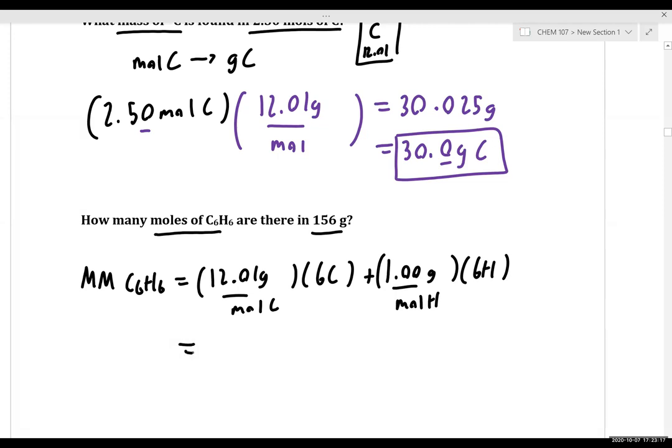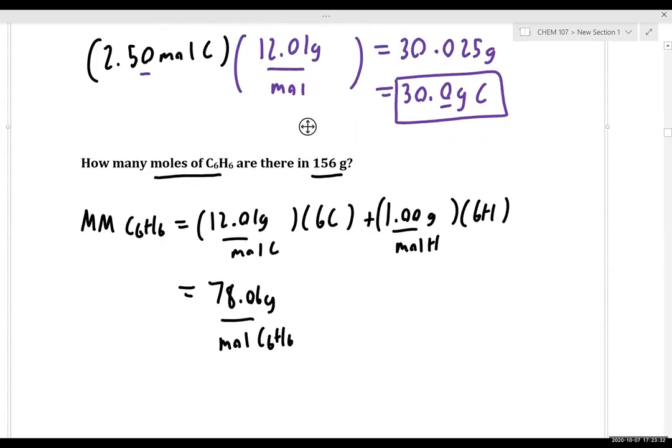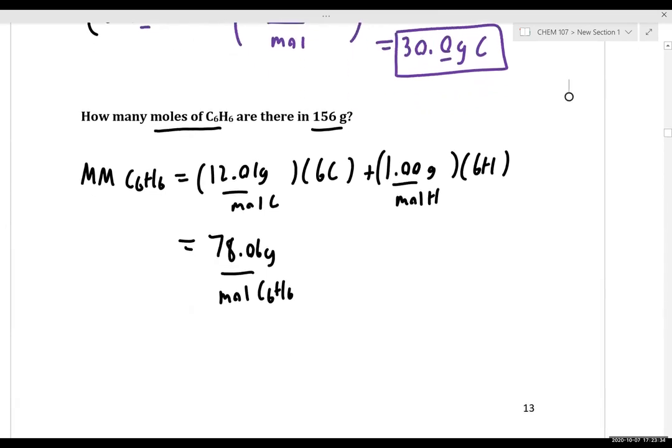Punching that into our calculator, that gives us a mass of 78.06 grams per mole of C6H6. And now we can execute on our conversion. So we're trying to go from 156 grams of C6H6 to the moles of C6H6.